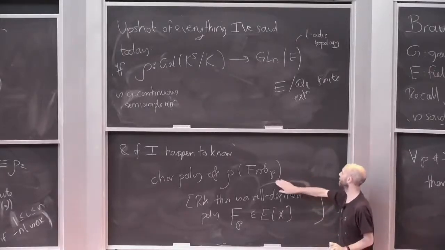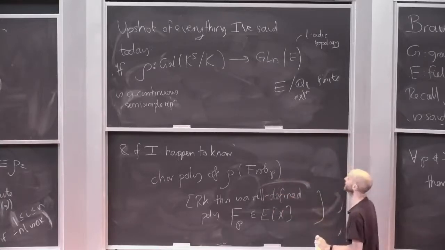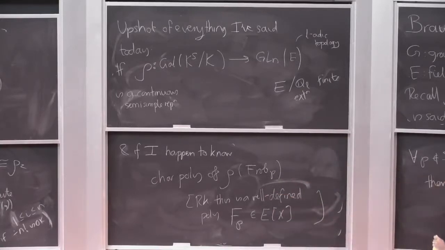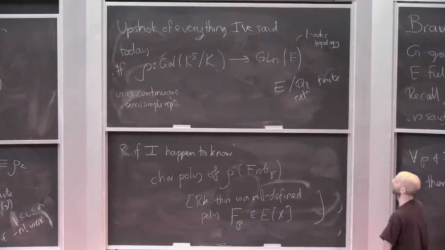And if I happen to know what the char poly is on Frobenius elements, and this is what happens in number theory, you often know char polys on Frobenius elements, then by continuity, there's at most one way of extending that to a map on all of that Galois group. And so by Brauer-Nesbitt, there's at most one rho that can have these char polys. So if we're given a rho, then we know it automatically.